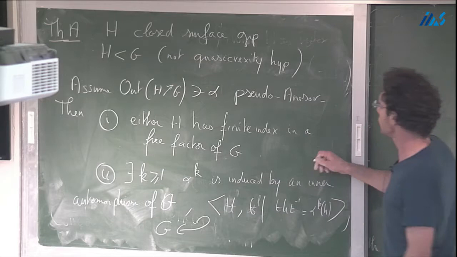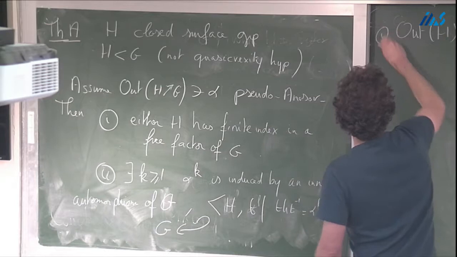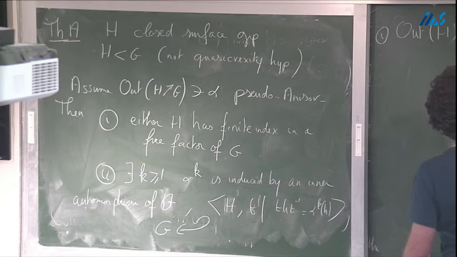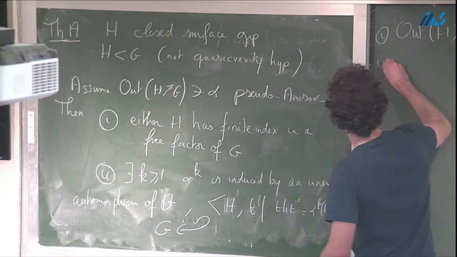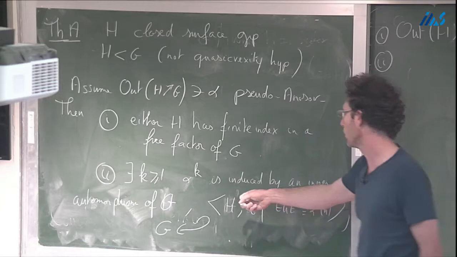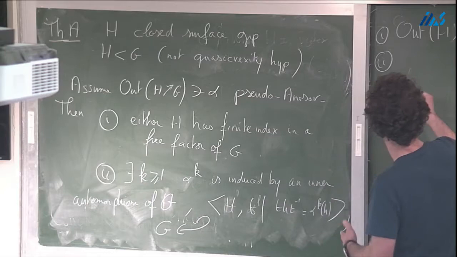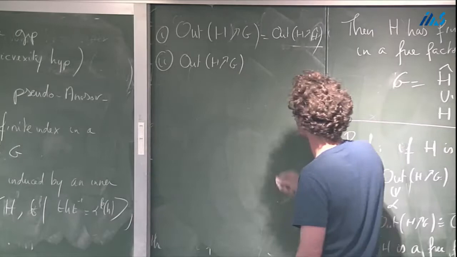For example, in the first case, you more or less understand what it means. It's enough to extend to this finite index supergroup. So Out is commensurable to a mapping class group in this case. In the second case, we cannot say very much, but we can say that every automorphism extends to G by an inner automorphism. So here is a purely pseudo-Anosov group.